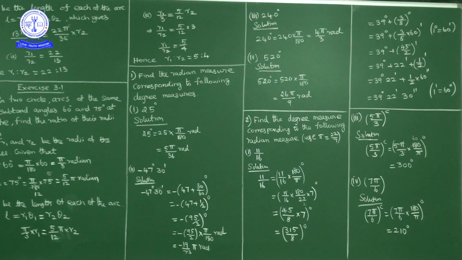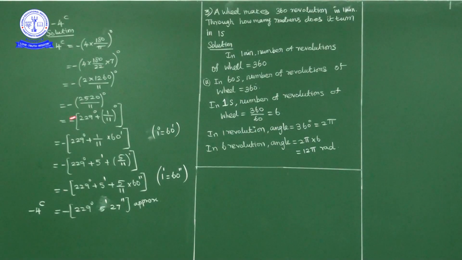Next, 7 pi by 6 radians, we will convert in terms of degrees. 7 pi upon 6 radians is equal to 7 pi by 6 into 180 by pi degrees. Pi cancels. 6 ones, 6 30s, 30 into 7 is 210 degrees. So 7 pi by 6 radians in terms of degrees is 210 degrees.